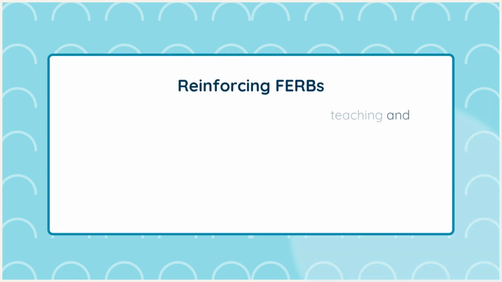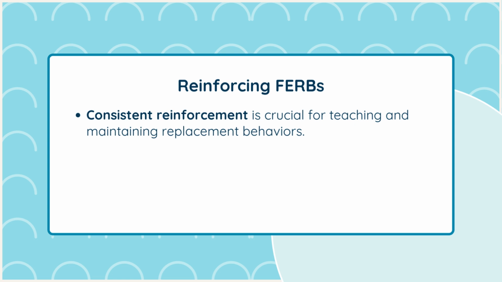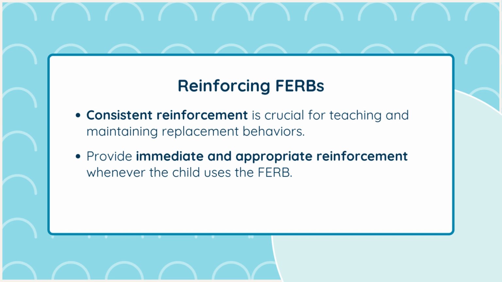Reinforcing FERBs. Consistent reinforcement is crucial for teaching and maintaining replacement behaviors. Provide immediate and appropriate reinforcement whenever the child uses the FERB. This could be in the form of praise, tokens, or natural reinforcers related to the child's interests.